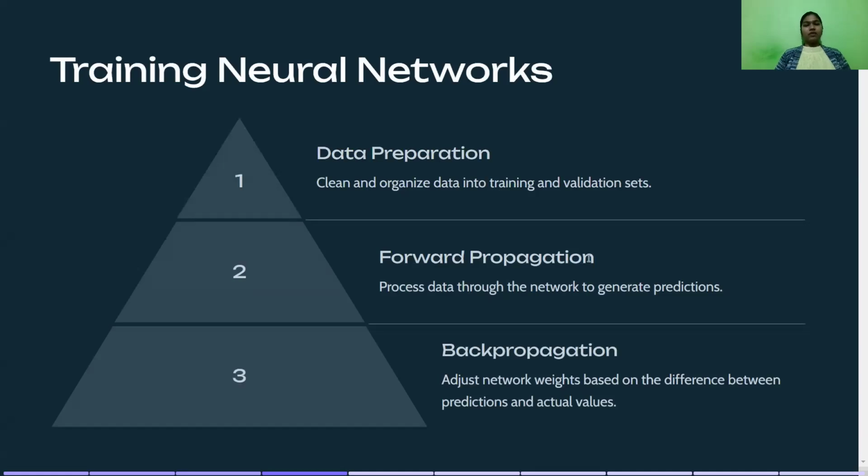Training neural networks. First, data preparation, cleaning and organizing data into training and validation sets. Here, the data preparation, we discussed in detail what is data preparation and how we can clean the data in a previous video. Forward propagation, process data through the network to generate predictions. Back propagation, adjust network weights based on the difference between predictions and actual values.